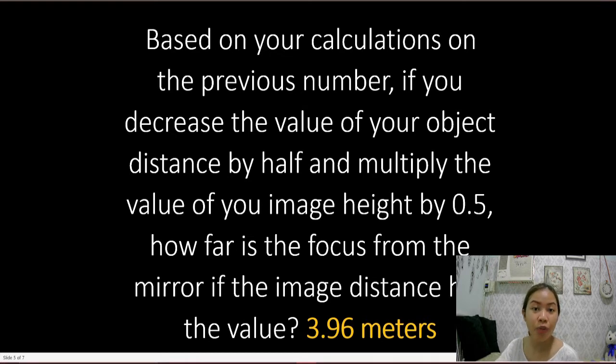which is referring to the previous problem, if you decrease the value of the object distance by half and multiply the value of your image height by 0.5, how far is the focus from the mirror if the image distance has the value of 3.96? So here it is. This is what we're going to do in order for us to determine our set of givens.